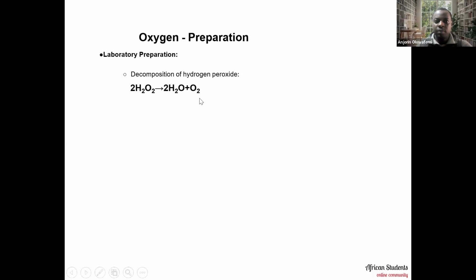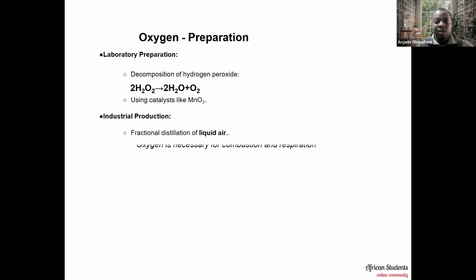So we have talked about the laboratory preparation. Yes, I must include that for us to produce oxygen, we need manganese oxide as a catalyst to help in this reaction. So that's the laboratory preparation. Industrially, we produce oxygen through the process called fractional distillation of liquid air. When you do fractional distillation of liquid air, you can get oxygen out.